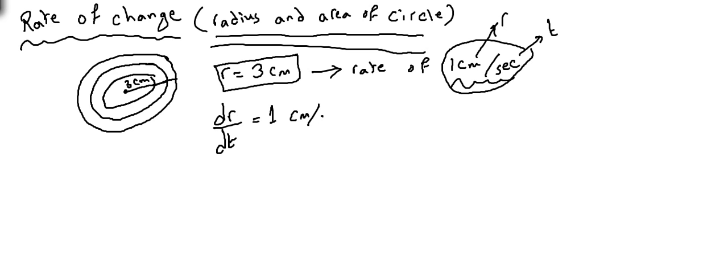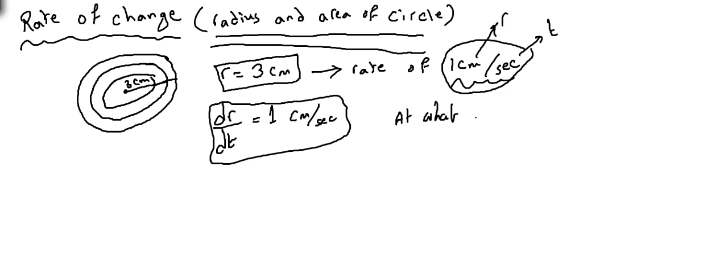Also 1 centimeter per second. This is a given. Okay, what will happen then? He is asking me to find at what rate is the area of the circle growing? At what rate is the area of the circle growing?